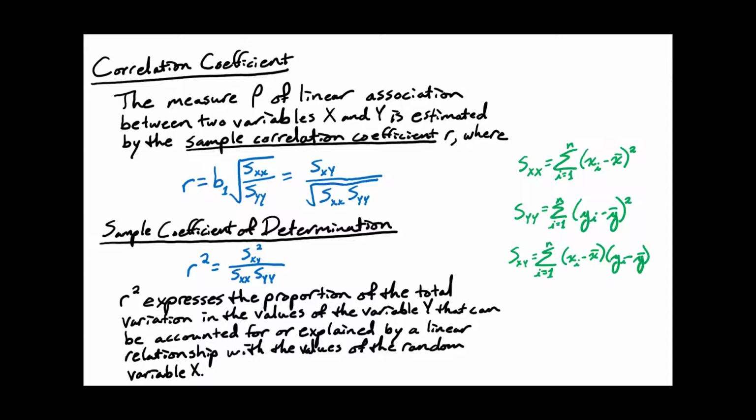So we have two different ways that we can calculate the sample correlation coefficient, one of them using that b1 coefficient, and the other way, we don't use that coefficient. So we don't use the b1.